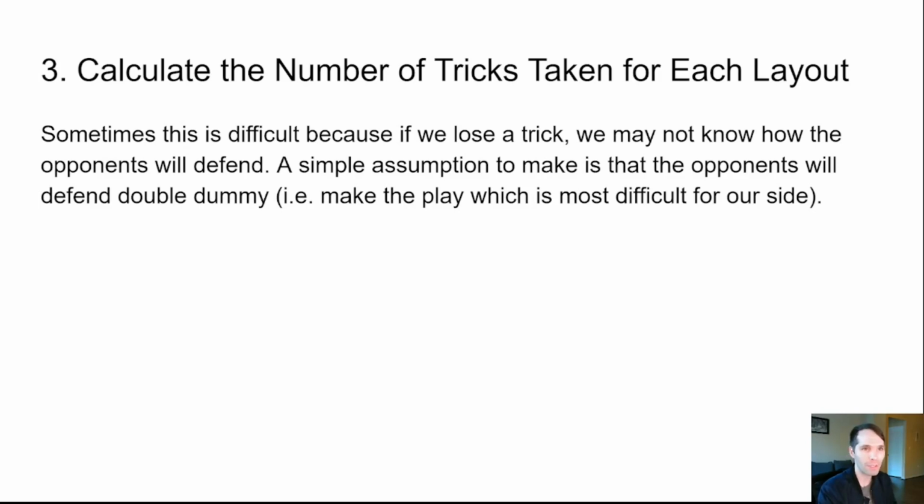But in a very weak field, they might elect to just cash a bunch of aces and kings, setting up tricks for us. So I think the simple assumption of presuming the opponents will play double dummy often works out for us, and so that's what we're going to go with in our analysis today.